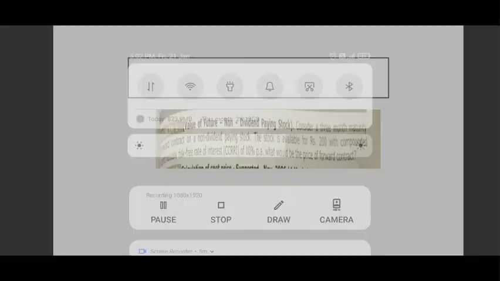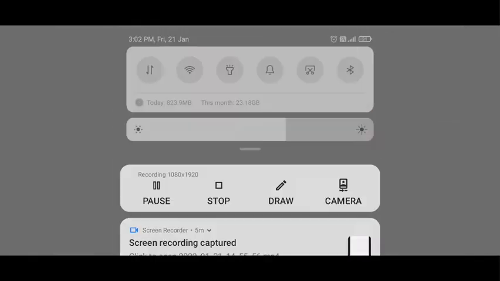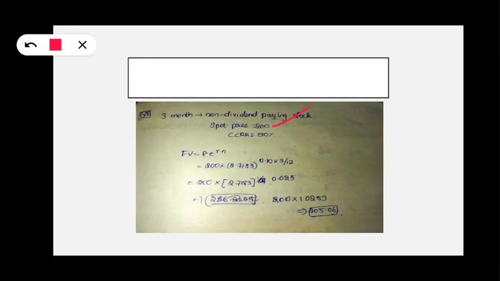See, they have given 10% per annum, so we want only 3 months. So 10% into 3 divided by 12. When we substitute in the formula, 200 is equal to present value. Continuous compounding 10%. So 200 into 2.7183 into whole power 10% into 3 divided by 12. We get the future value.